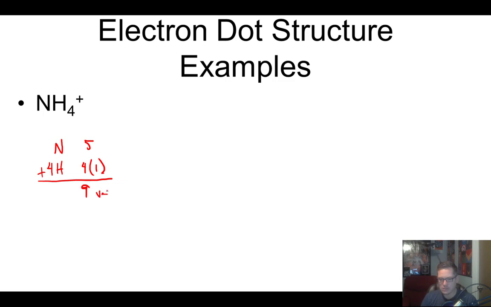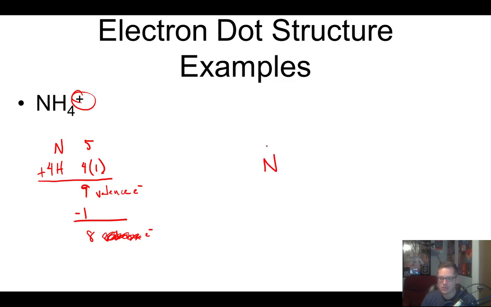All right, 9 valence. But we've got this plus. Now remember, that plus means it has a charge of +1, which means it lost an electron. So we're going to subtract 1 off of this. So really we've got 8 valence electrons. But they're not really valence. It's more like 8 electrons for our dot structure to work with. So don't call it valence. That was a mistake.